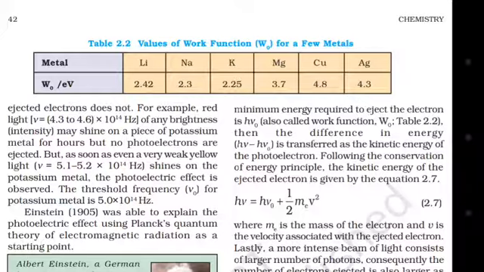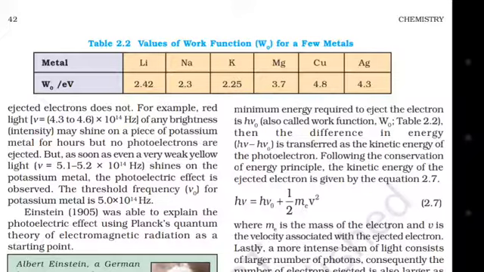For example, red light, nu equal to 4.3 to 4.6 times 10 to the power 14 hertz, of any brightness or intensity may shine on a piece of potassium metal for hours, but no photoelectrons are ejected. But as soon as a very weak yellow light, nu equal to 5.1 to 5.2 times 10 to the power 14 hertz, shines on the potassium metal, the photoelectric effect is observed. The threshold frequency nu naught for potassium metal is 5.0 times 10 to the power 14 hertz.